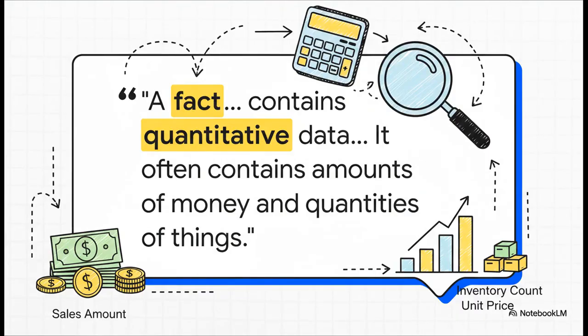And then you have the facts. These are the how much and how many. They are the core measurements, the things you really want to analyze. And they are built from, you guessed it, quantitative data. Things like sales amount or inventory count. These are the numbers you're actually measuring.